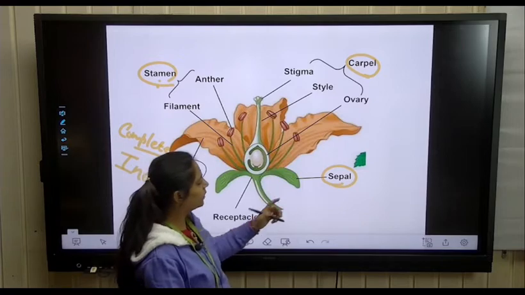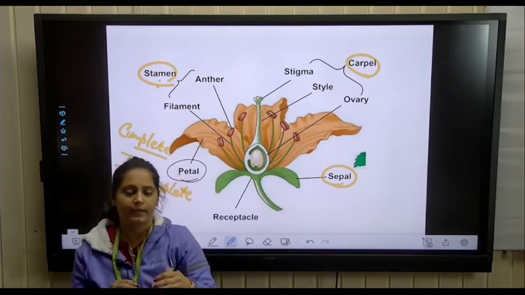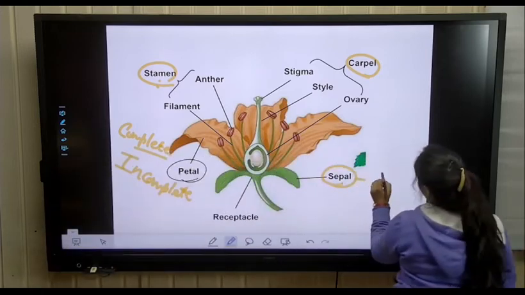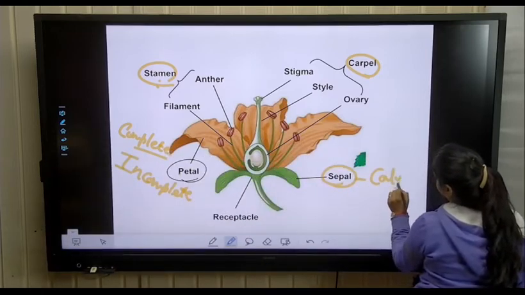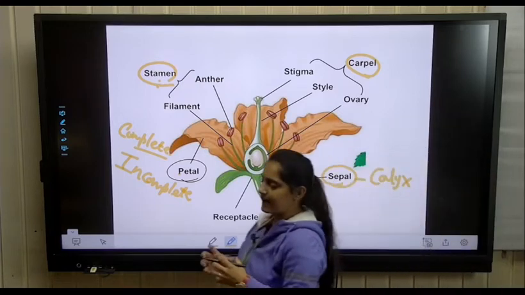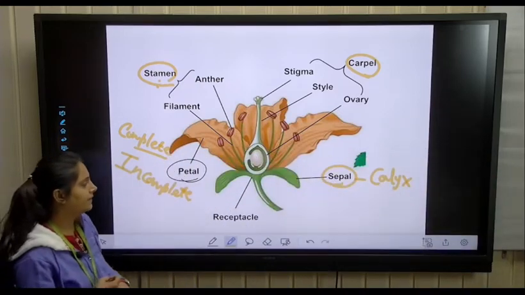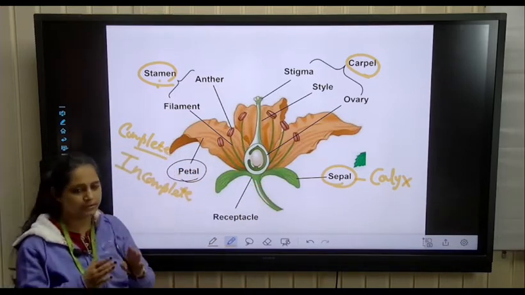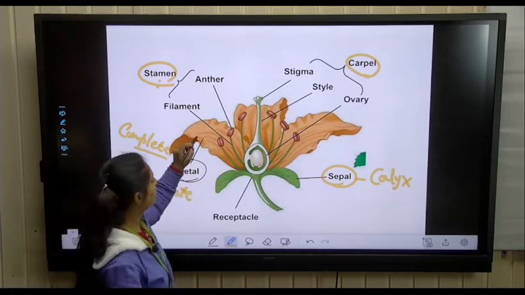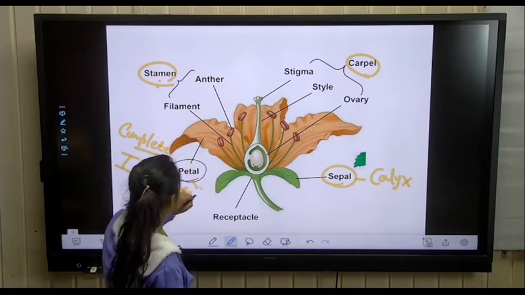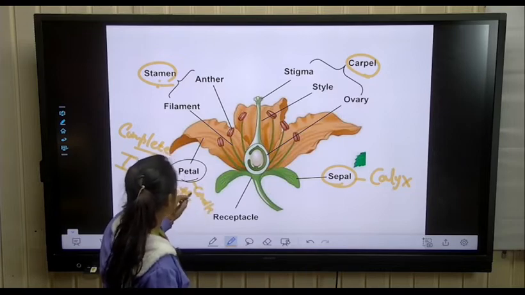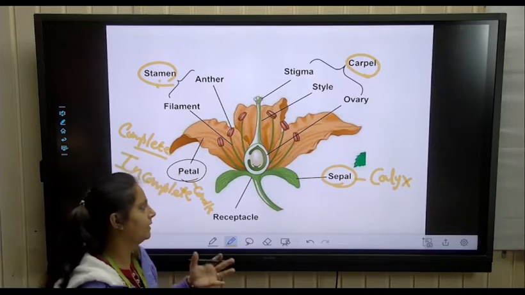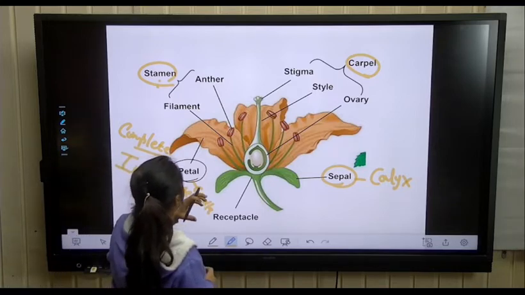So first, whorl means from outside to inside. The first whorl is sepal. The single member is known as sepal, and the whole group is known as calyx. So calyx is the first whorl and its single member is sepal, and it is always green in color. It is attached to the stem of the plant. Then next is petal, and the group is known as corolla and the single member is petal. It has different colors like pink, red, white, purple, depending upon the pigment available.